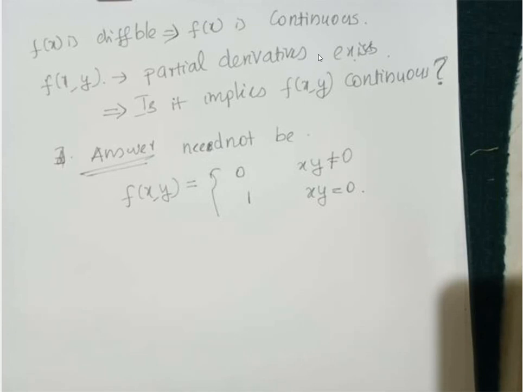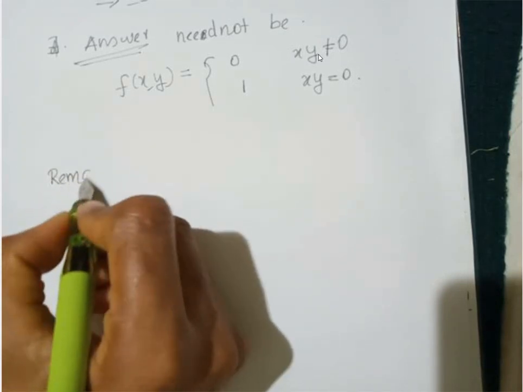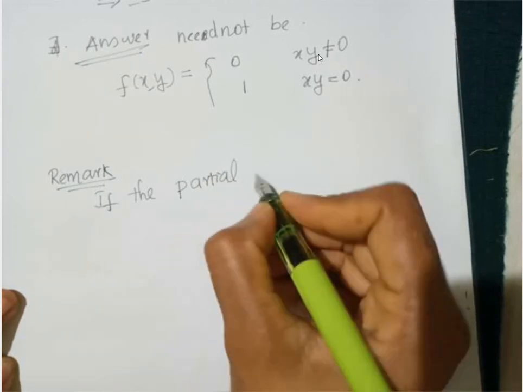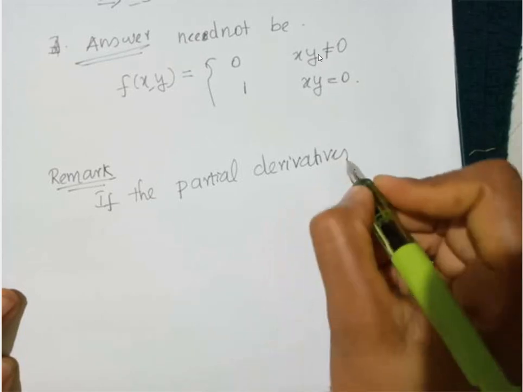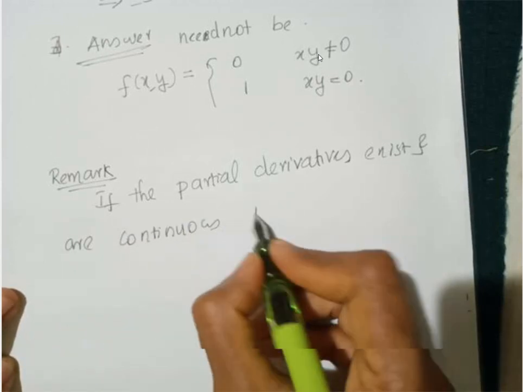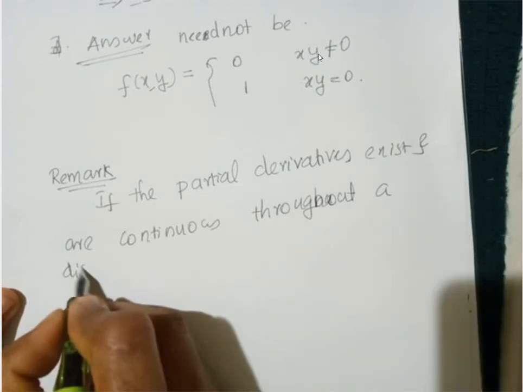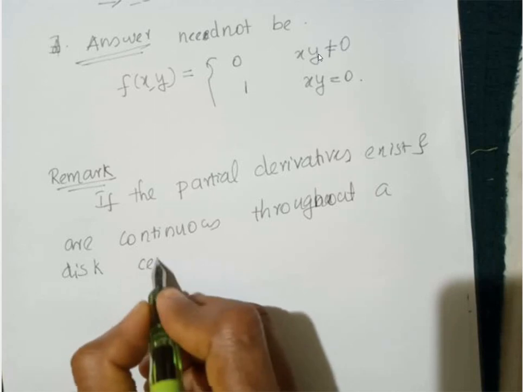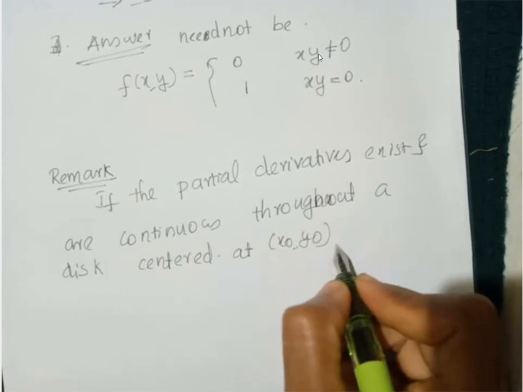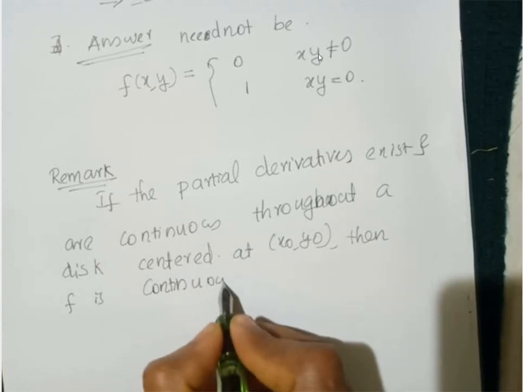Then what will be the condition for continuity? Let's remark: if the partial derivatives exist and are continuous throughout a disk centered at (x0, y0), then f is continuous at (x0, y0).